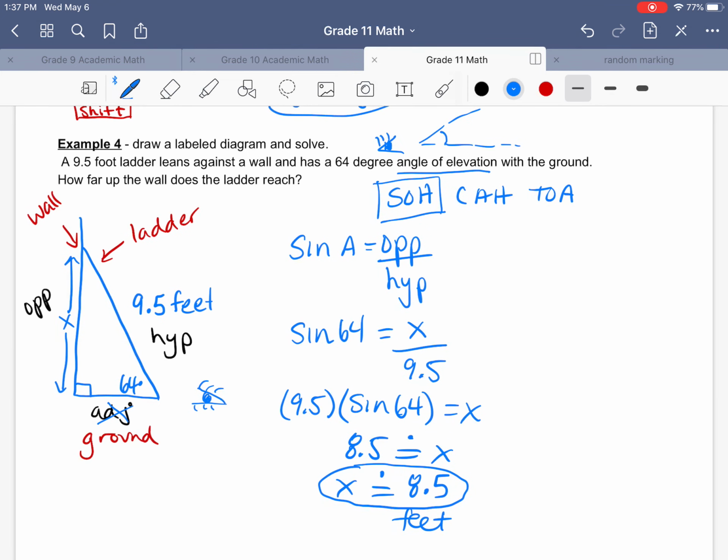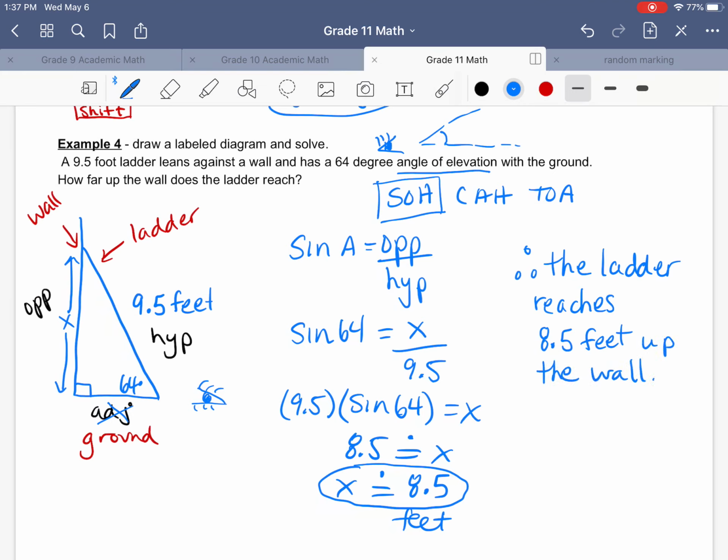You should always have a final sentence with a word problem. Therefore, the ladder reaches 8.5 feet up the wall. And that's it.